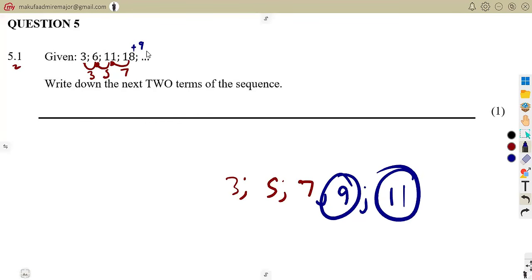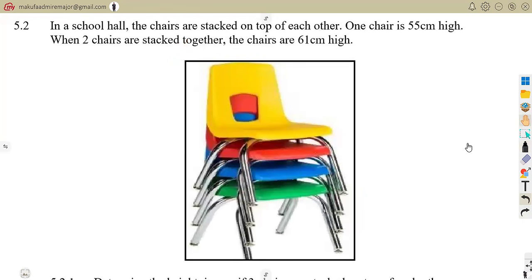18, we add 9 there. So what are we going to have if we add 9? 18 plus 9 is going to give us 27. We add the next odd number, which is 11. On this one, we add 11. So 27 plus 11 is 38. So it was a straightforward question.